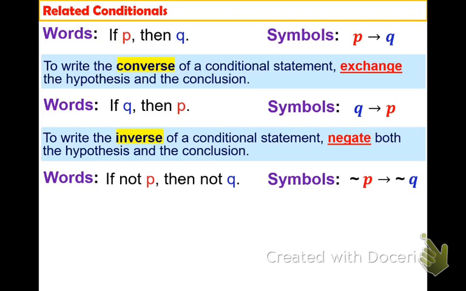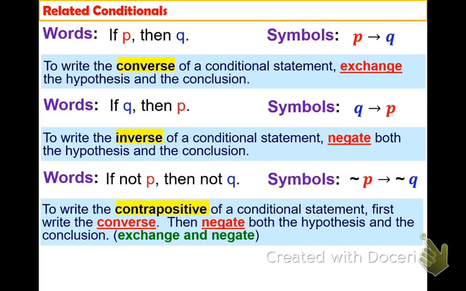The last one is a contrapositive. Here's how I remember it. It is the longest word. Yes, we agree? That is much longer than any of the other words. It is the one you do the most work for. That's the way I remember it. Because what you're going to do is switch and negate. So you're going to switch and negate the hypothesis and the conclusion. So switch and negate the hypothesis and the conclusion.